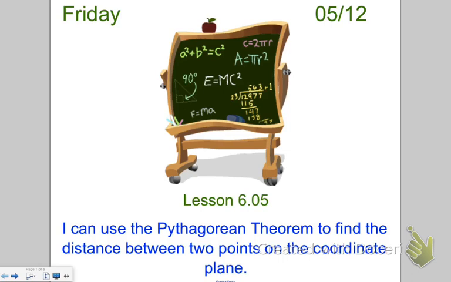We're going to use the Pythagorean theorem to find the distance between 2 points on the coordinate plane. Similar to what we did in lesson 6.4, what's different today is we're actually going to be calculating the perimeter of a given triangle.